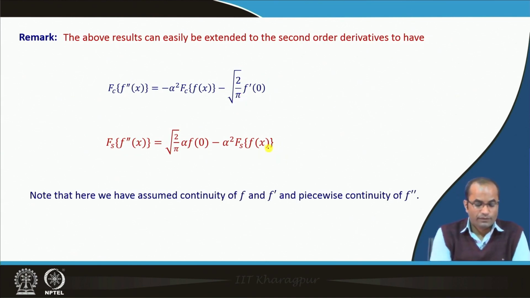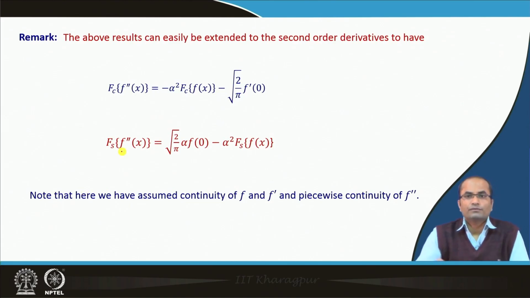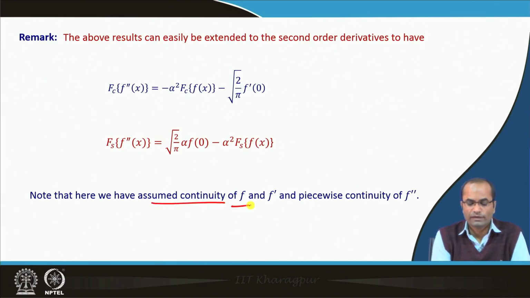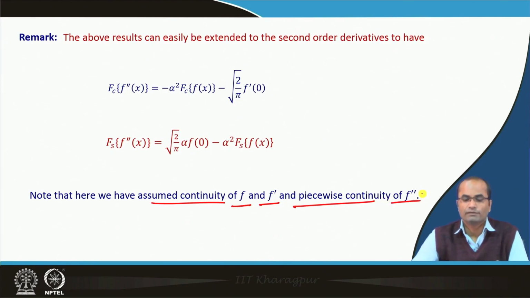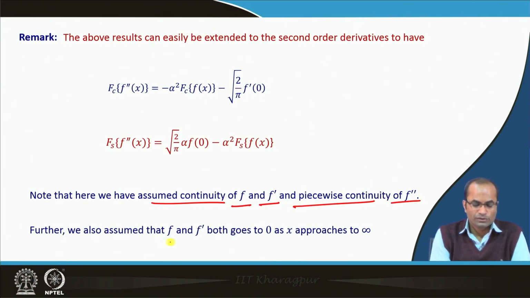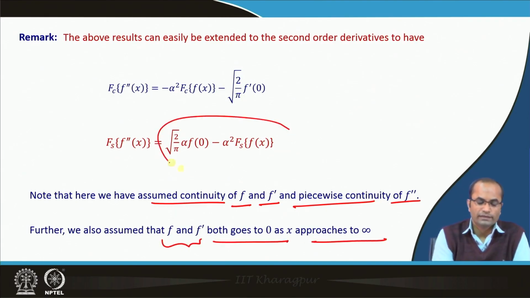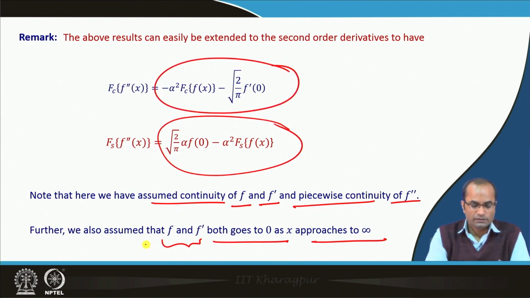Well, and again the assumptions we have used for proving this Fourier cosine or Fourier sine transform of f prime are also extended here. That means, we assumed the continuity of f and now also of f prime, and piecewise continuity of f double prime, and then we have also assumed that f and f prime go to 0 as x approaches infinity to get these results. But such assumptions are very natural, which we will also observe during the applications to solving differential equations.